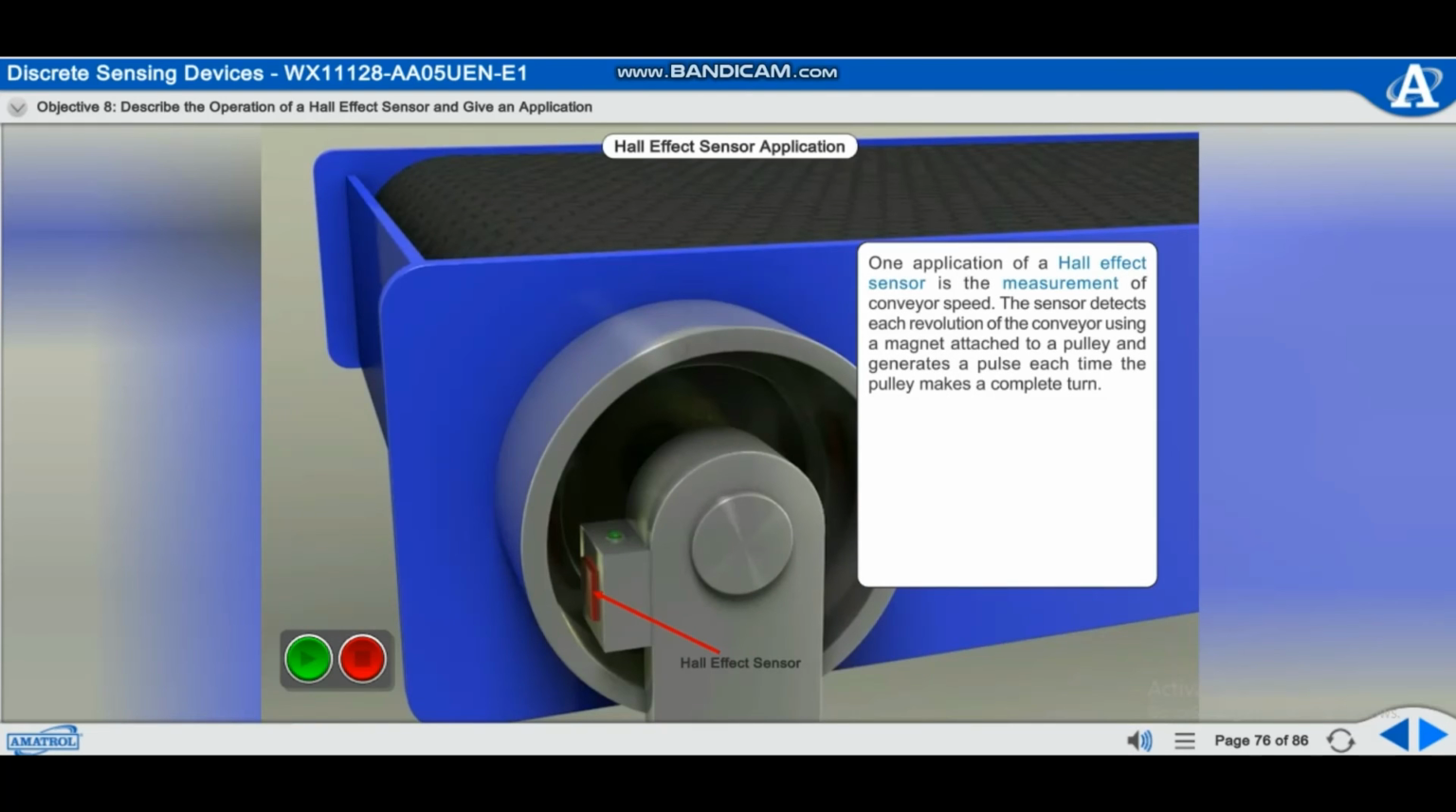One application of a Hall effect sensor is the measurement of conveyor speed. The sensor detects each revolution of the conveyor using a magnet attached to a pulley and generates a pulse each time the pulley makes a complete turn.